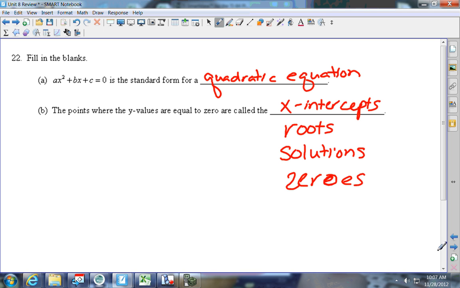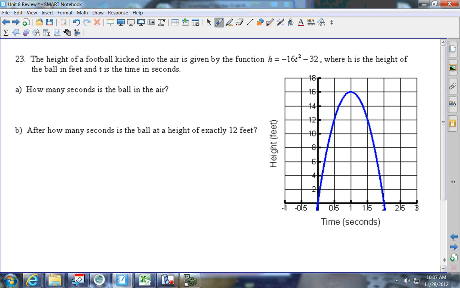Number 23. Okay, so it says the height of the football kicked into the air is given with the function where h is the height of the ball in feet and t is the time in seconds. How many seconds is the ball in the air? We've had this type of problem before. It's been in the air 2 seconds because that's where it lands.